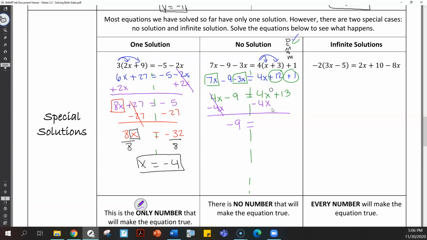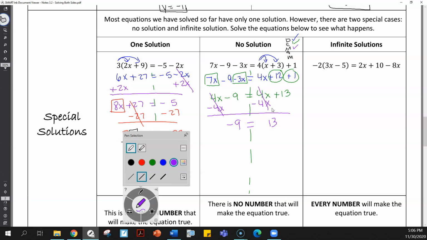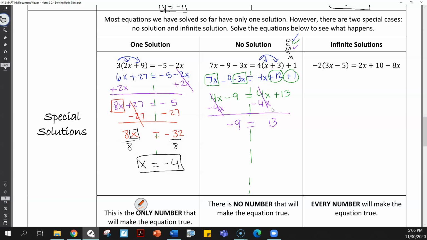But then I get 4x and negative 4x. Again, those are going to reduce to 0, so they go away. And my plus 13 comes down. Now, there's nothing else for me to do. My next step would be to add or subtract to get my variable term by itself. But my variable terms all went away. So here is where you start to notice that this is going to be a special solution. What you're going to notice is that all variables disappear.